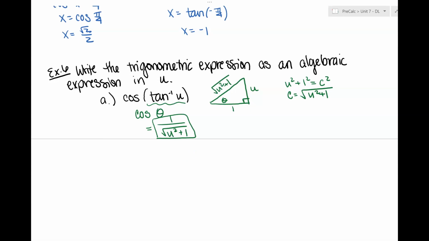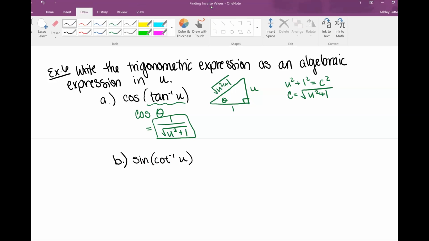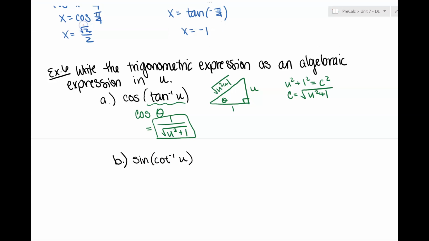Let's do another one. Remember, what we do is we have to figure out where this triangle is going to be drawn. Draw in the triangle. Use the Pythagorean theorem to generate the rest of what we don't know. Okay, inverse cotangent is u, which means it's positive, which again means we're in the first quadrant. Disclaimer, triangle not drawn to scale.